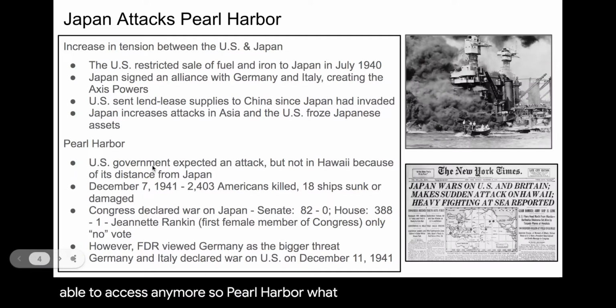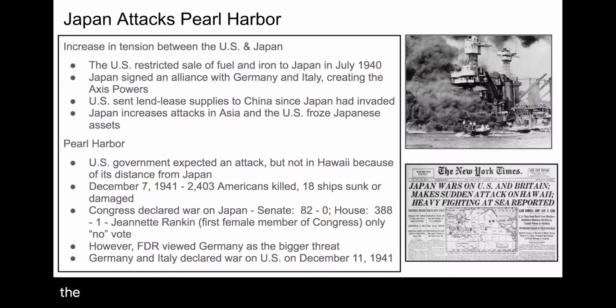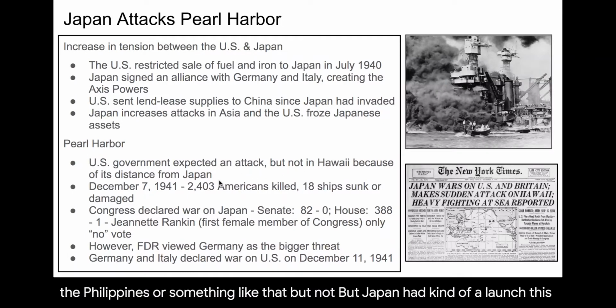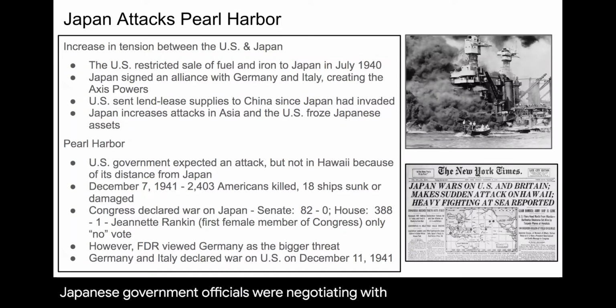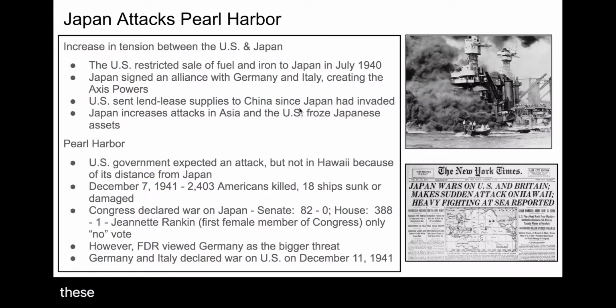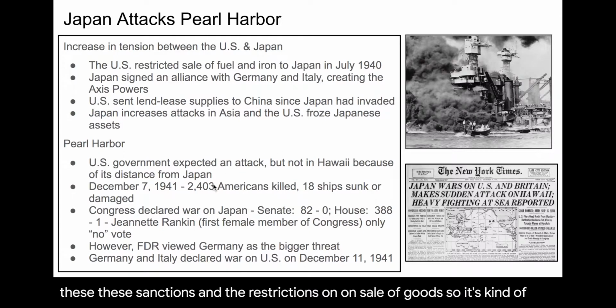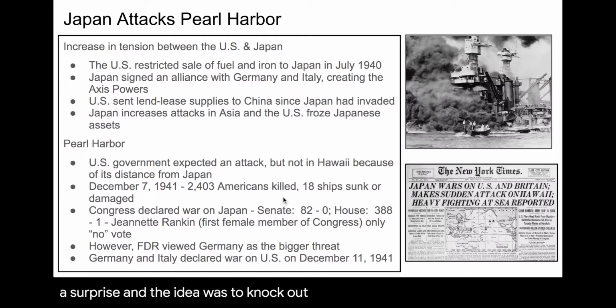So Pearl Harbor, what happens is the U.S. government kind of knew an attack was going to happen, but they thought it might be like in the Philippines or something like that, but not in Hawaii because that was too far from Japan. But Japan had kind of launched this secret surprise attack on December 7th, 1941. Just a few days before that, some Japanese government officials were negotiating with President Roosevelt about these sanctions and the restrictions on sale of goods. So it kind of was a surprise, and the idea was to knock out America's navy before the war started, so that Japan could take over the Pacific Ocean, basically.